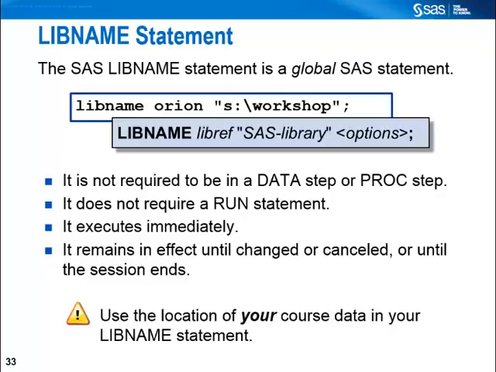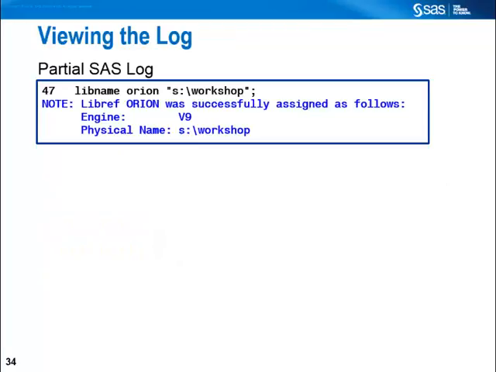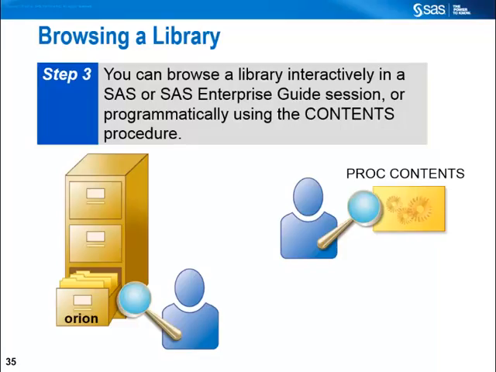We use the location of our course data in our libname statement. And this is the partial view of the SAS log. Libname Orion and then the path. A note is given: libref Orion was successfully assigned as follows. The engine and the physical name were given.